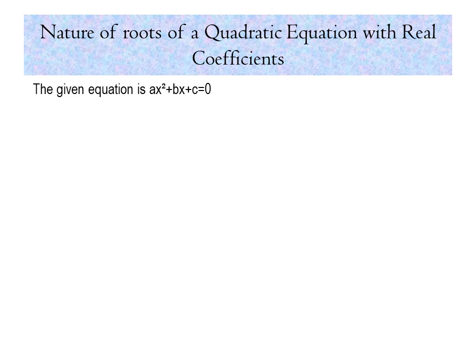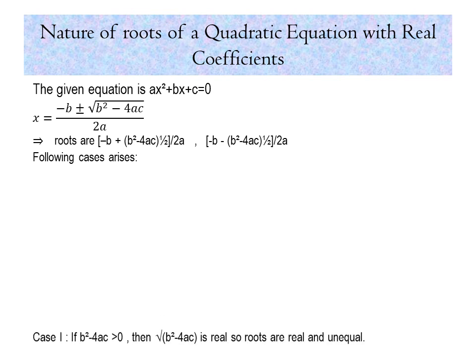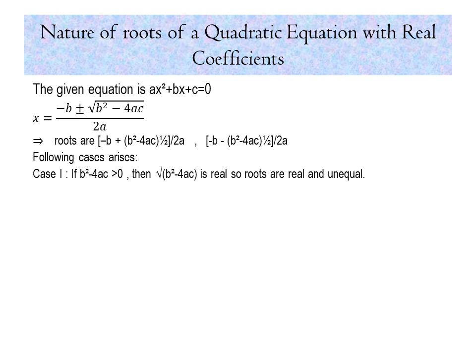We know the quadratic equation is ax square plus bx plus c is equal to 0. And by the formula method, to find the roots of the quadratic equation, we have x is equal to minus b plus minus square root of b square minus 4ac, by 2a. So our roots come out to be minus b plus square root of b square minus 4ac by 2a, or minus b minus square root of b square minus 4ac by 2a. To find the nature of roots, there are three cases. We will find them out one by one.